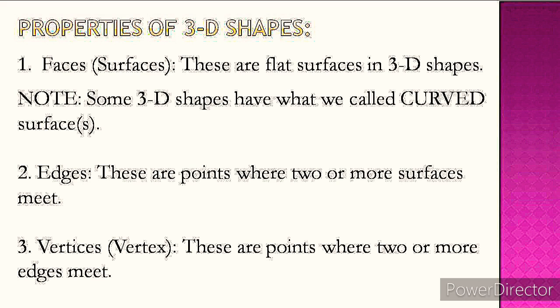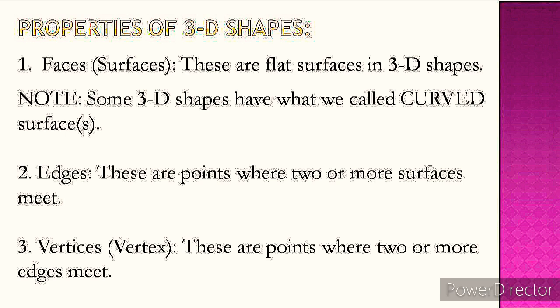From the instructional aid shown earlier, you should be able to relate to this, talking about the properties of three-dimensional shapes. The first one here is talking about faces, that is surfaces. These are flat surfaces in three-dimensional shapes. Note, some three-dimensional shapes have what we call a curved surface or surfaces, like in the case of a cone. A cone has one flat surface, then one curved surface, and also spheres too. A sphere does not have a flat surface.